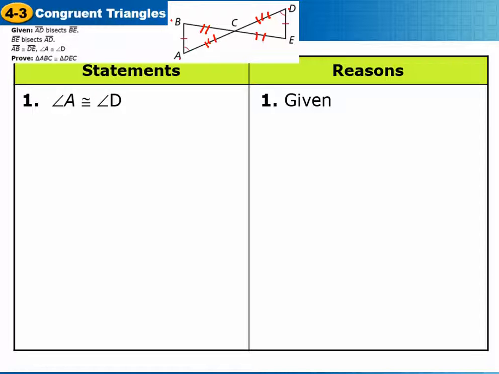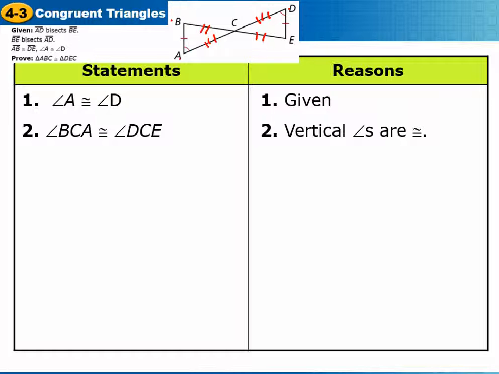Oh, they started with something else. Okay, angle A is congruent to angle D. Fine, they started with that. Great. Then they put that angle BCA is congruent to angle DCE. Let's see what they did here. They put that this angle is congruent to this angle because they're vertical angles. You can write the definition of vertical angles, or you can just write vertical angles. They wrote vertical angles are congruent. You could write vertical angles theorem too.